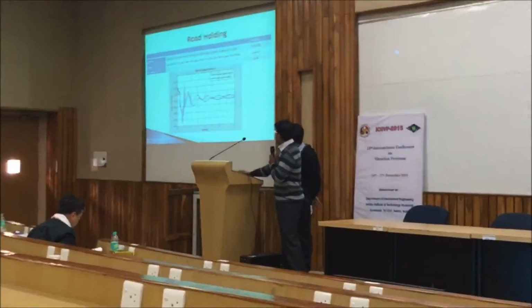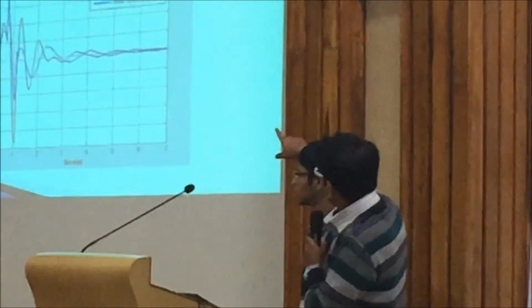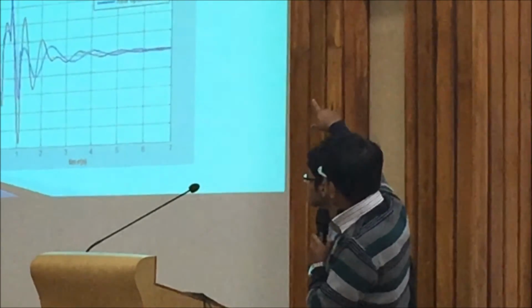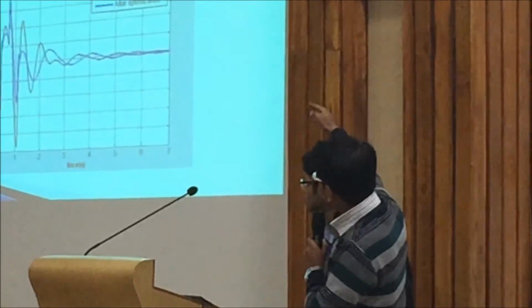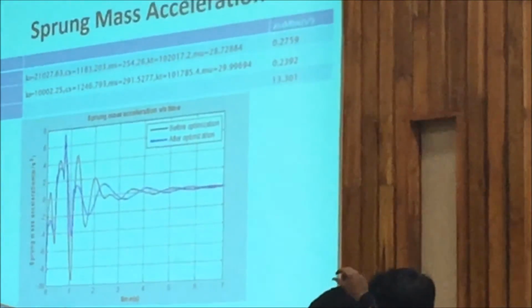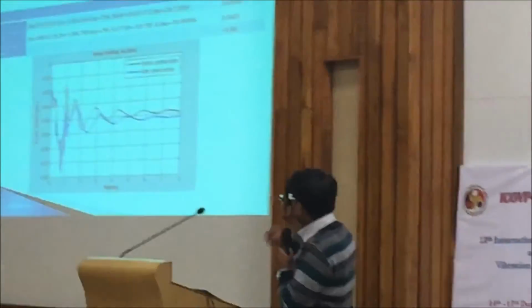We can see what the percentage change was, and whether we have achieved the required values. So this was for sprung mass acceleration. You can see here that before optimization is the red one, and after optimization is the blue one. So we have got an increase in ride comfort by 13.3%, and also the damping time is less, and also the amplitude is less after optimization.